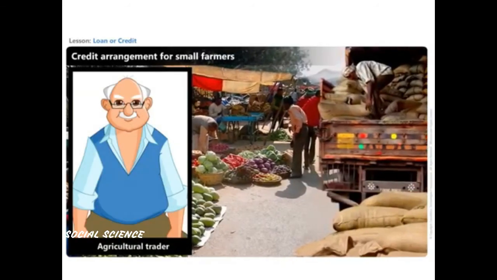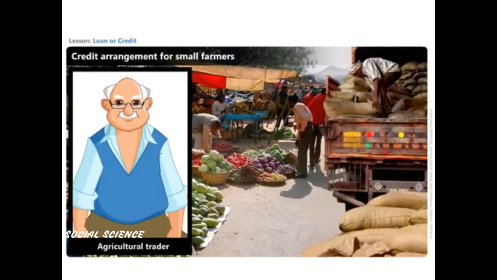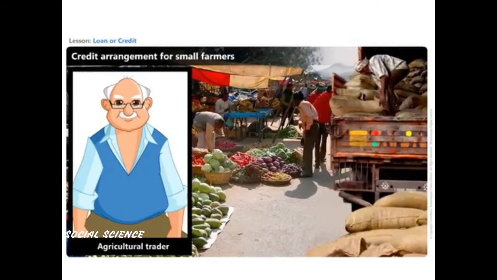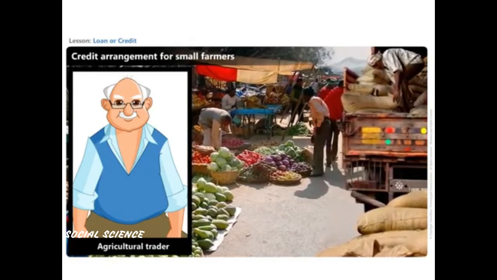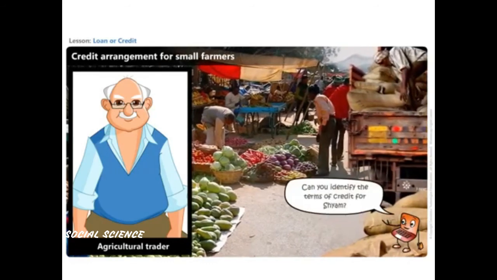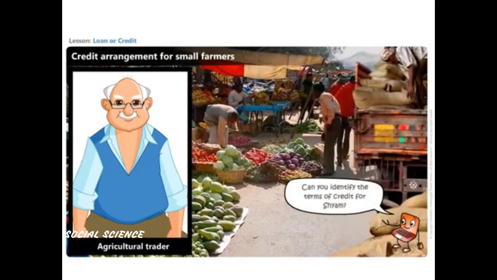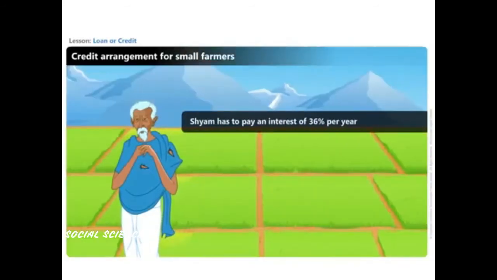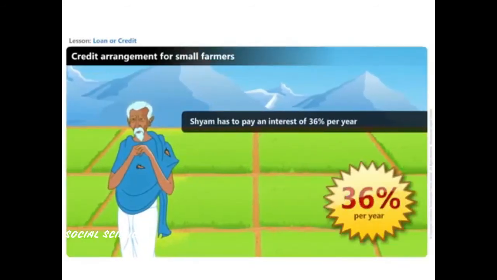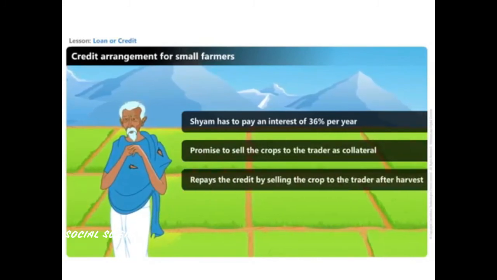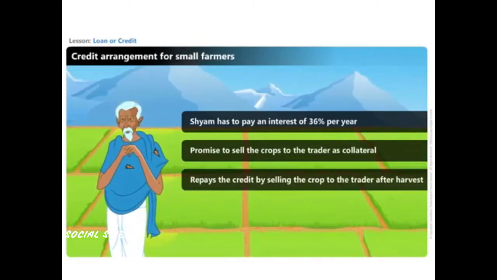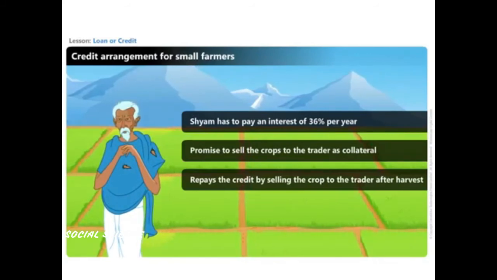Since the crop prices are low after the harvest, the trader can make a profit from buying the crop at low price and selling it later when the price is high. Can you identify the terms of credit for Shyam? Shyam has to pay an interest of 36% per year, promise to sell the crops to the trader as collateral, and repays the credit by selling the crop to the trader after harvest.